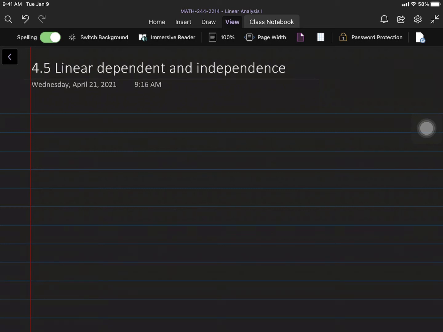Hello everyone, today we are going to do 4.5, which is linear dependence and independence. Okay, so let's take a look at the goal for this section. Why do we want to do this?